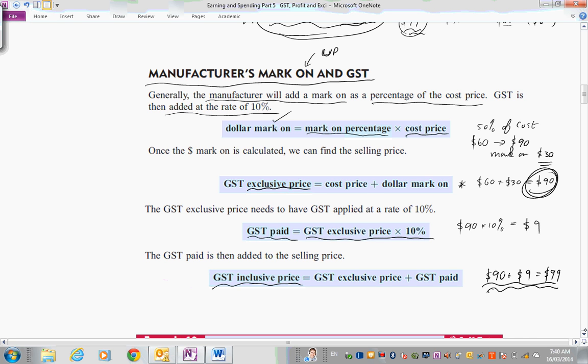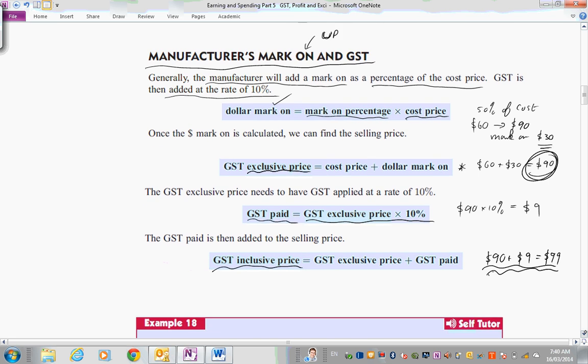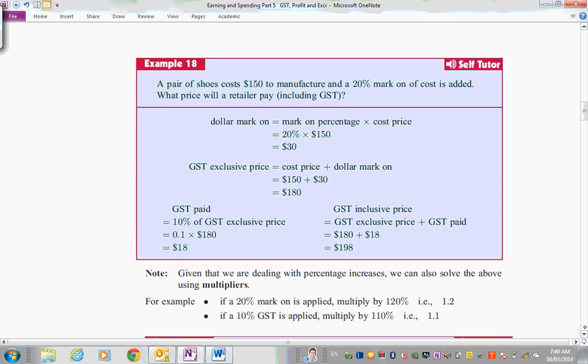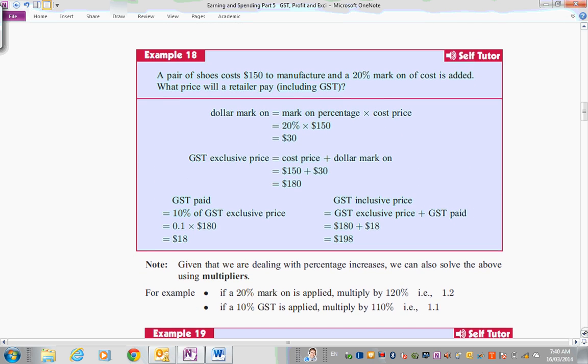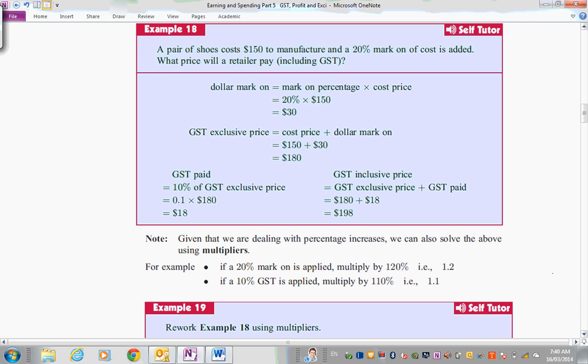Okay, so let's have a look at, can you do some? Let's do another example from Hayes and Harris here. So we'll just bring this one up. A pair of shoes costs $150 to manufacture, and a 20% mark on the cost is added. What will a retailer pay including GST?